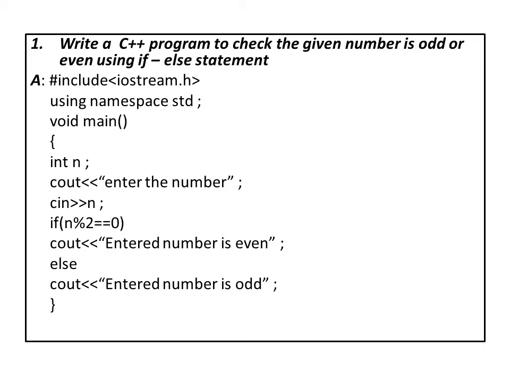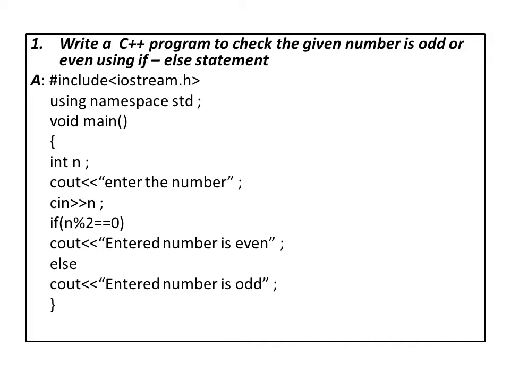Okay, now here it says that a given number is to be checked whether it's odd or even, and we have to use an if-else statement. For a given number, we can use an integer here since nothing else is mentioned. It's the simplest way, and nothing says we need floating point, so we'll use an integer number. So we declare int n.